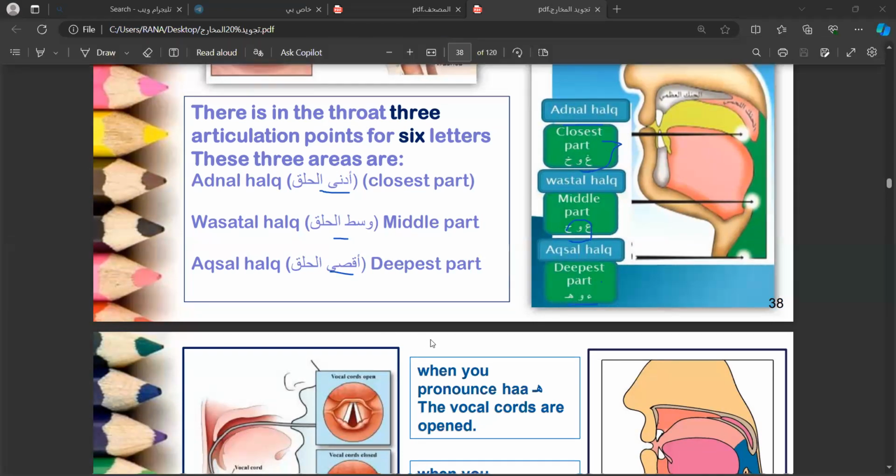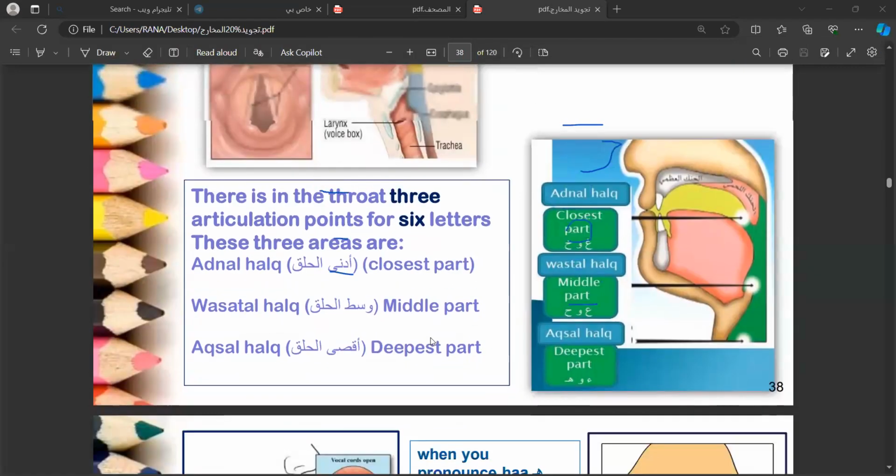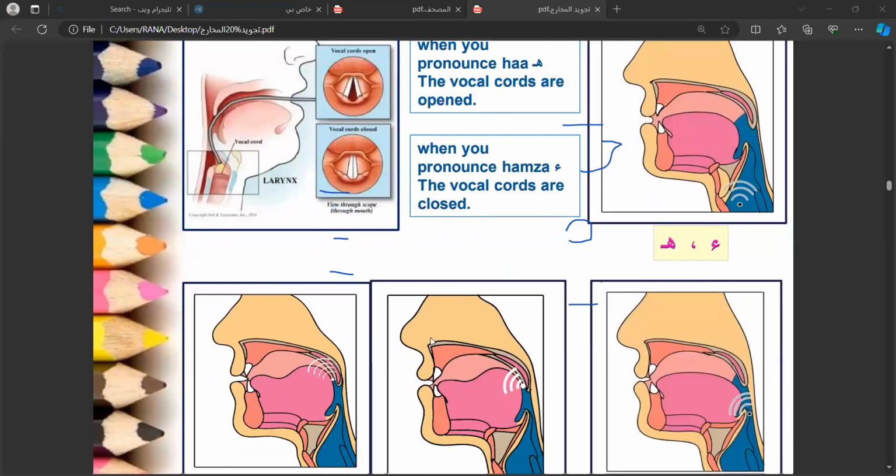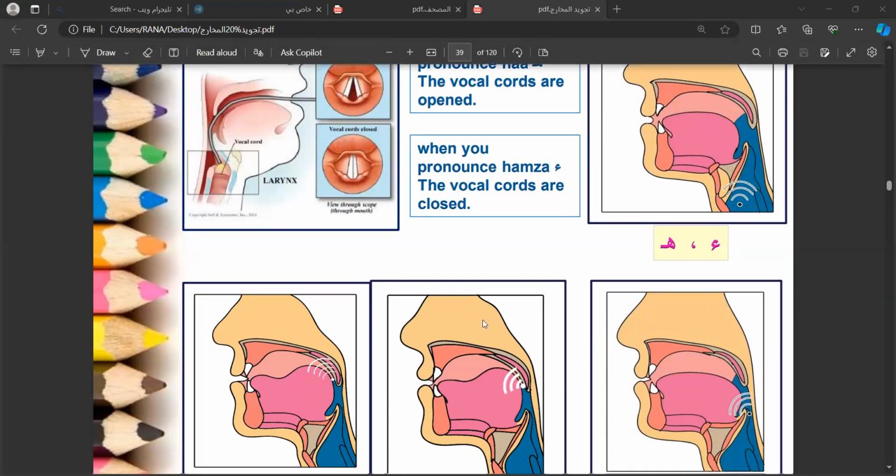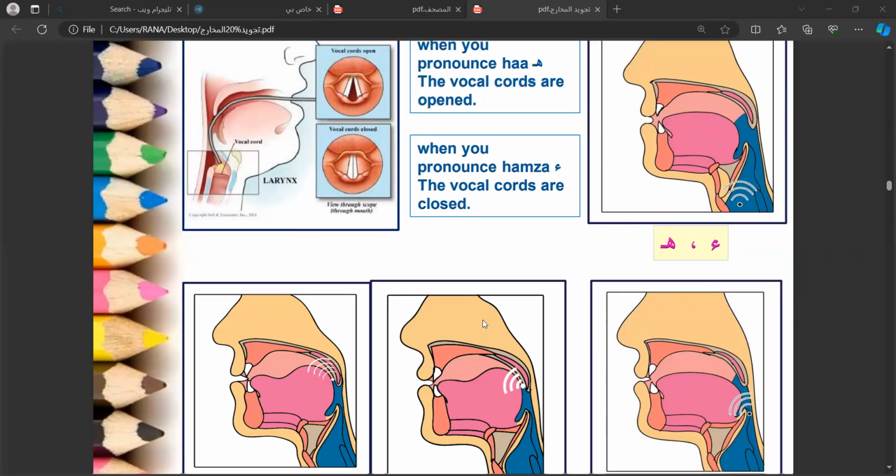And then here is the difference between ها and همزة. When we pronounce ها, the vocal cords are opened: ها, ها. But when we pronounce همزة, the vocal cords are closed. So this is the difference between ها and همزة. With همزة our vocal cords are not opened, but with ها they are opened.